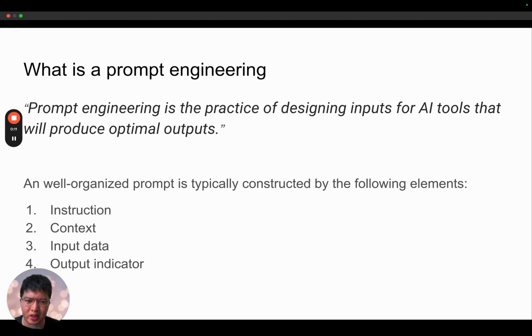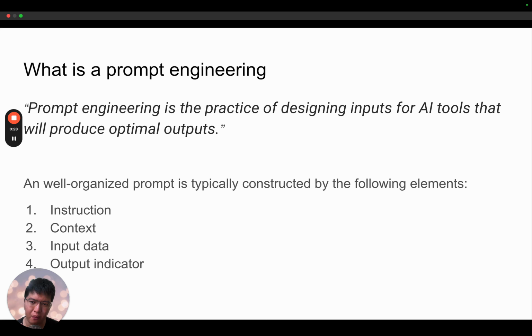Prompt engineering is essentially a process and practice that aims to design optimal input, which is the so-called prompt, for a generative AI model, so that you can produce the optimal result in a way that is accurate and efficient.